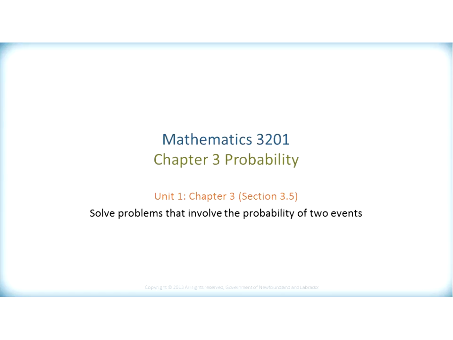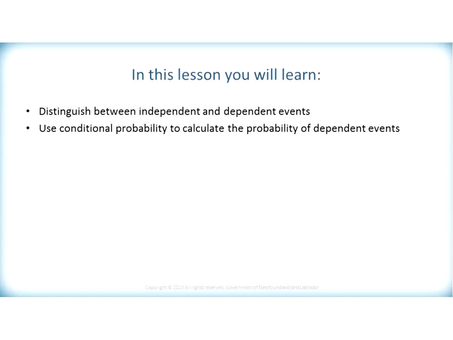We're going to look at Chapter 3, Probability. Chapter 3, Section 3.5: Solve problems that involve the probability of two events. In this lesson, we'll look at distinguishing between independent and dependent events, and we will use conditional probability to calculate the probability of dependent events.